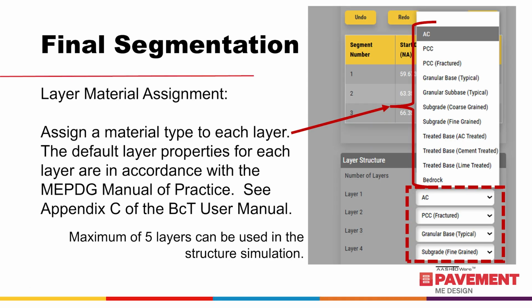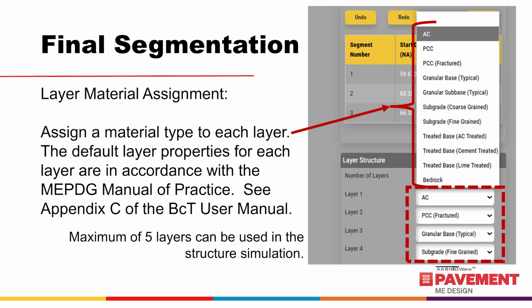The last action as part of the final segmentation process is assigning a material type to each of the layers in the layer thickness file. For this example, 4 layers were identified within the GPR data, and are an asphalt layer or AC layer, a PCC fractured layer, a granular base, and a fine-grained soil subgrade. Remember, a maximum of 5 layers can be used in the structure simulation.